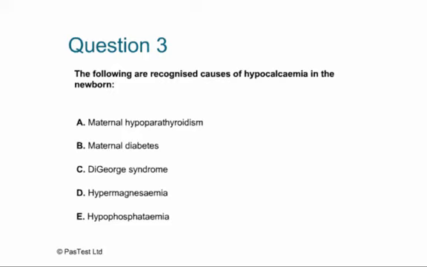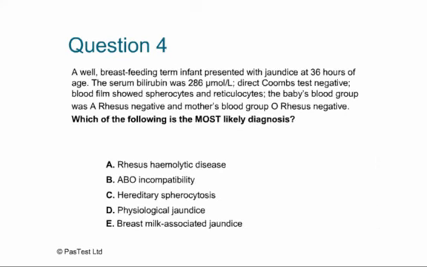So if we were to go back to the question, the answers would be maternal diabetes and DiGeorge syndrome. Maternal hyperparathyroidism, hypomagnesemia, and hyperphosphatemia all cause hypocalcemia. Okay, here's another question. Question 4.